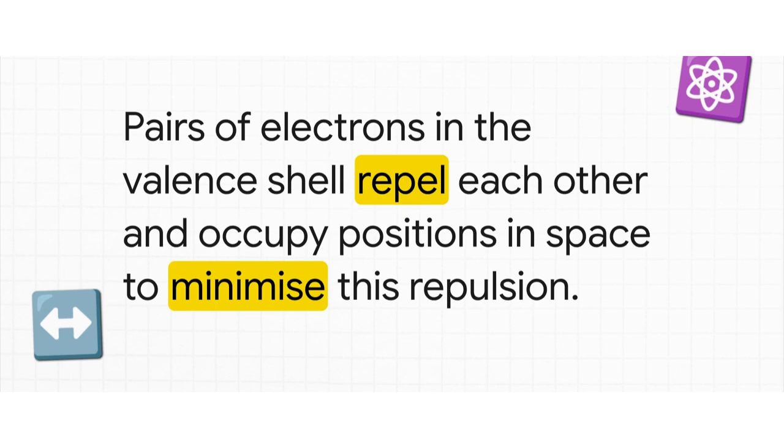It says that the electron pairs in the valence shell of an atom, whether they are bonding pairs or non-bonding lone pairs, they repel each other. Why? Because they all have a negative charge. So to minimize this repulsion, these electron pairs try to get as far away from each other as possible in 3D space, and that arrangement is what determines the molecule's final shape.